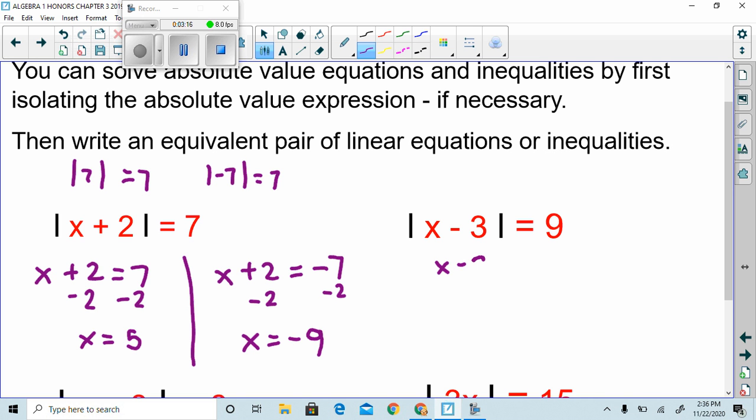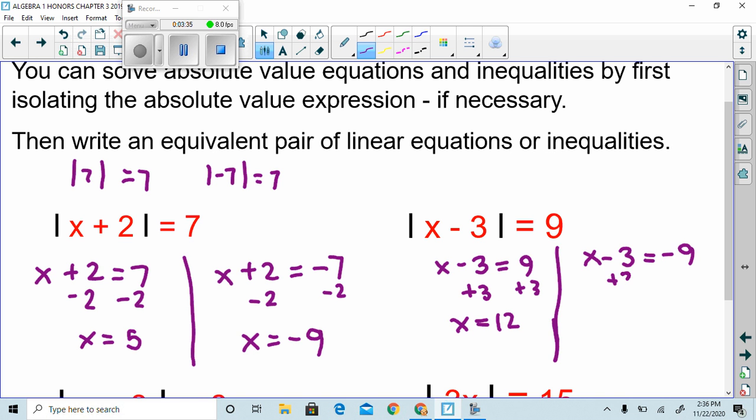Looking at a second problem, we're going to solve twice. We're going to get x minus 3 equals 9. And again, we're going to keep that expression. X minus 3 will equal a negative 9. One inverse operation to isolate our variable. X could be equal to 12. And x could be equal to negative 6.